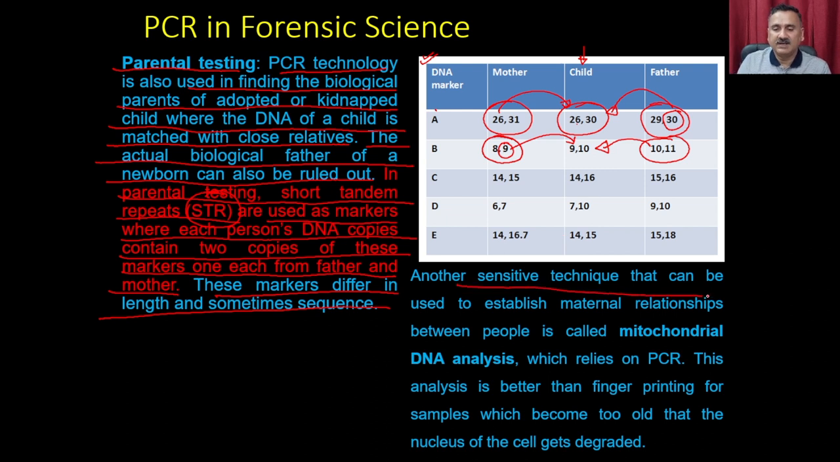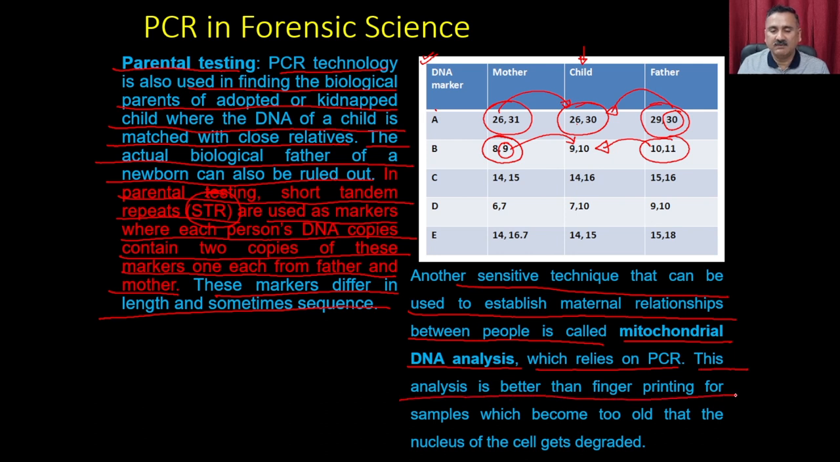Another sensitive technique that can be used to establish the maternal relationship between people is called mitochondrial DNA analysis, which relies on PCR. This analysis is better than fingerprinting for old samples, where the nucleus of the cell gets degraded. In some cases you are going to analyze the mitochondrial DNA, because mitochondrial DNA remains constant and runs without getting diluted within a single family.